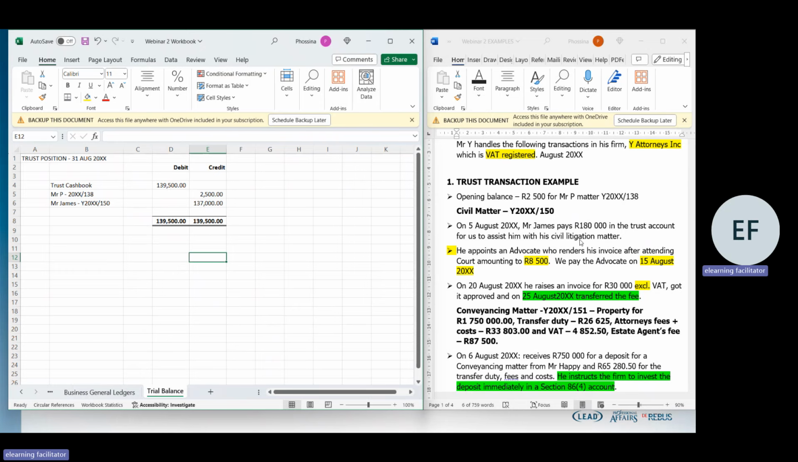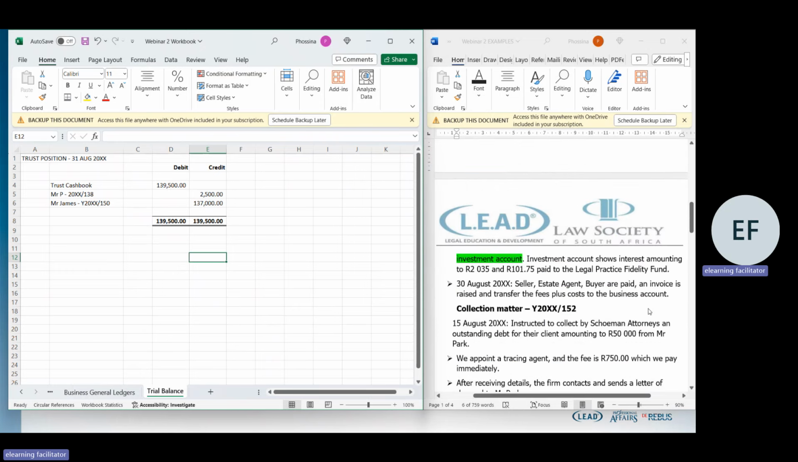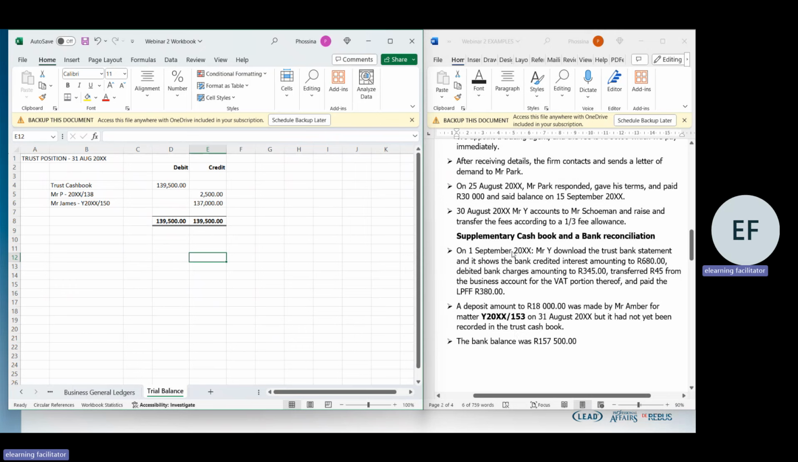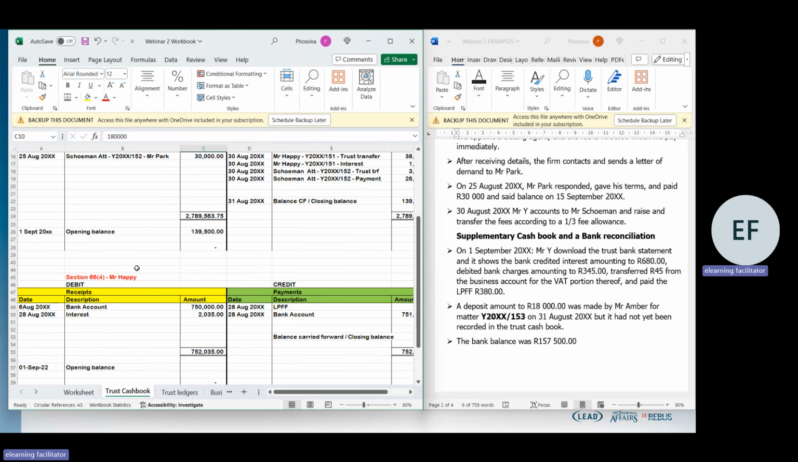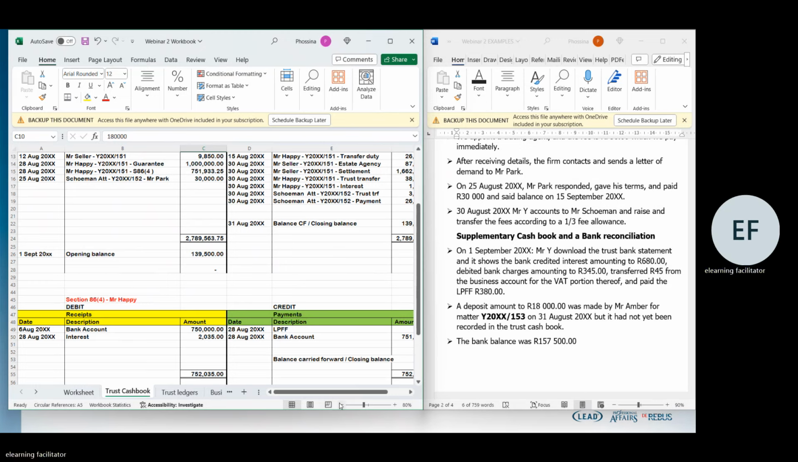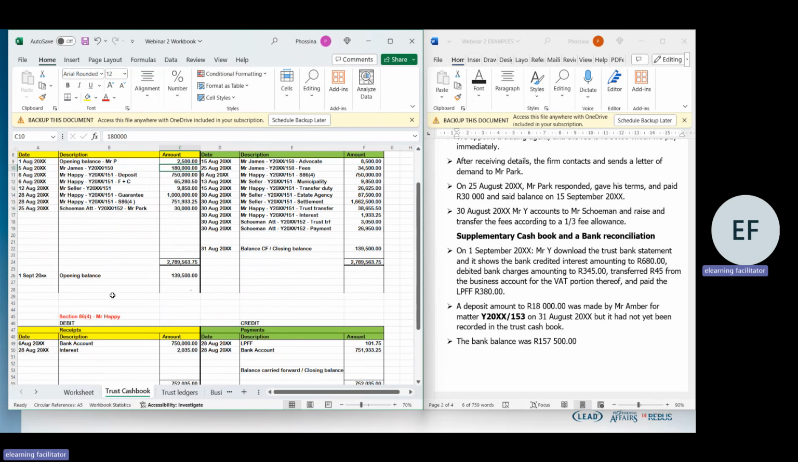So this is our trust position, and if we do the supplementary, we are told that on 1 September when we downloaded the bank account, we realized we had not recorded the bank charges that went through, because we were not aware they go overnight. So we do our supplementary. It's an extension of our cash book. This is our cash book, so we do an extension. This is our closing balance. I'm going to just do an extension here.